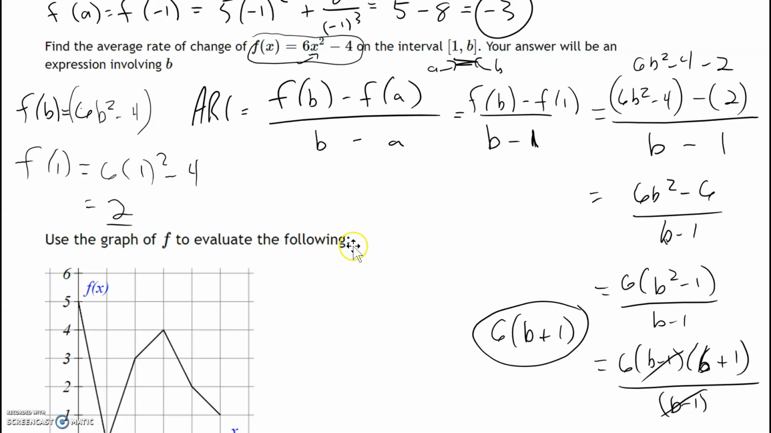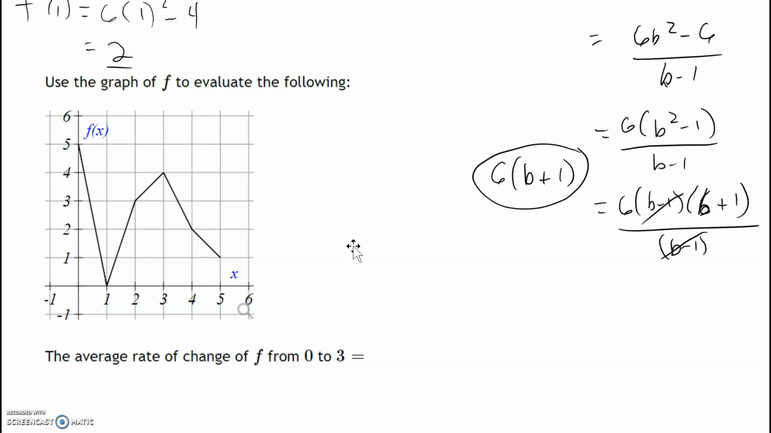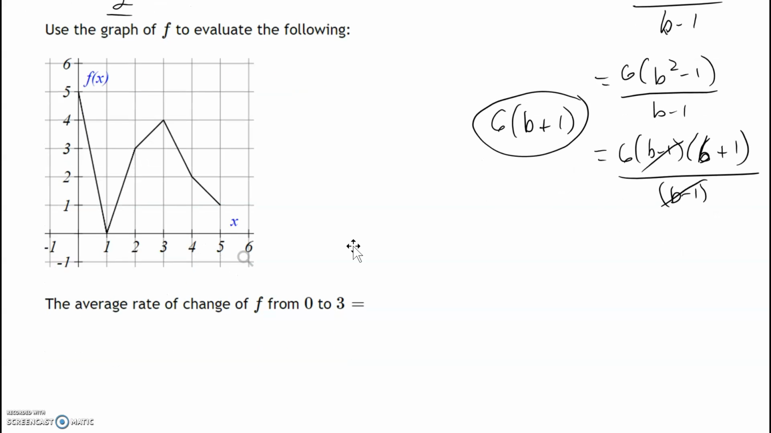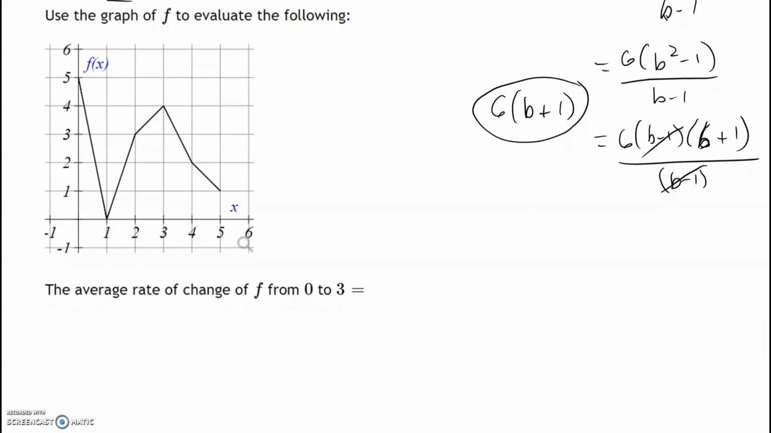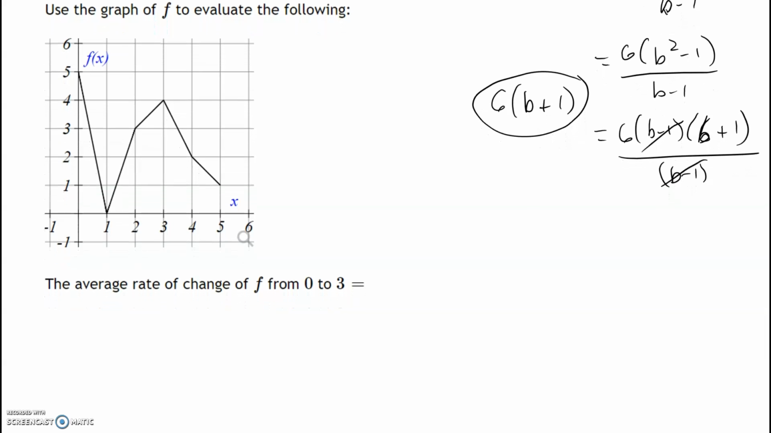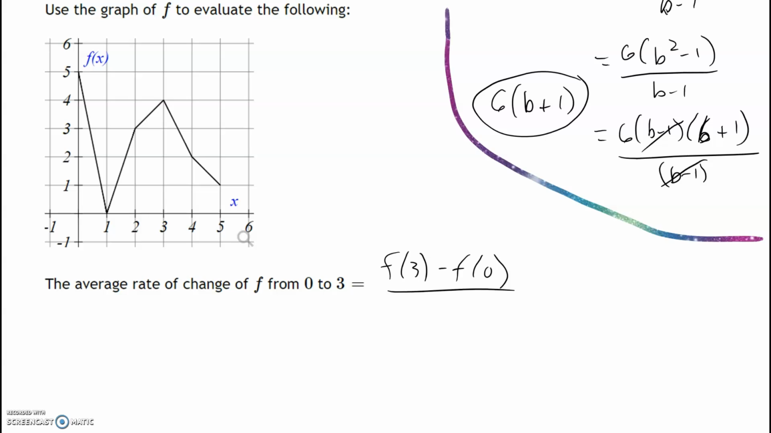Okay, one more. Same thing, but we're using a graph. So I want to use the graph of f to evaluate the following. The average rate of change from 0 to 3. Okay. Same thing. It's going to be f of b minus f of a over b minus a. Again, this is how far does it travel in y, divided by how far it travels in x, going from 0 to 3.